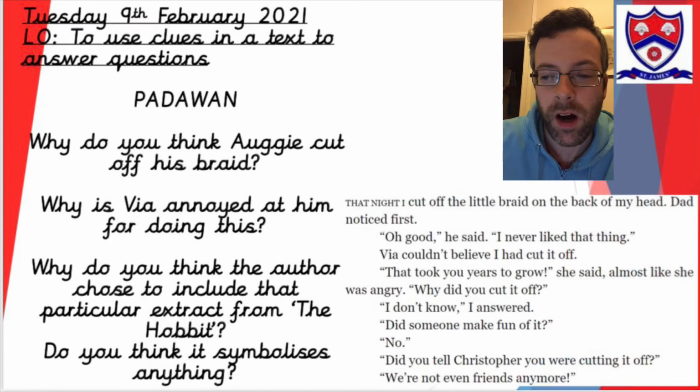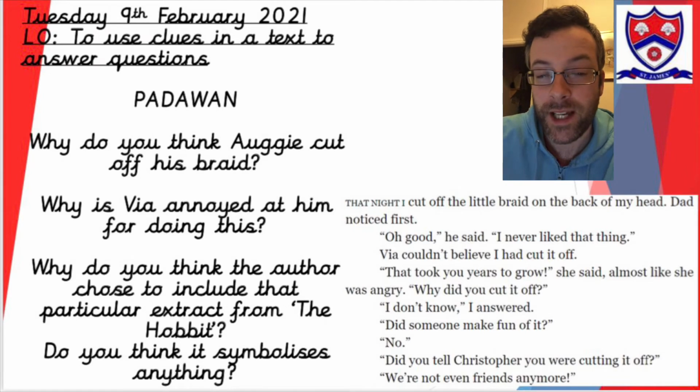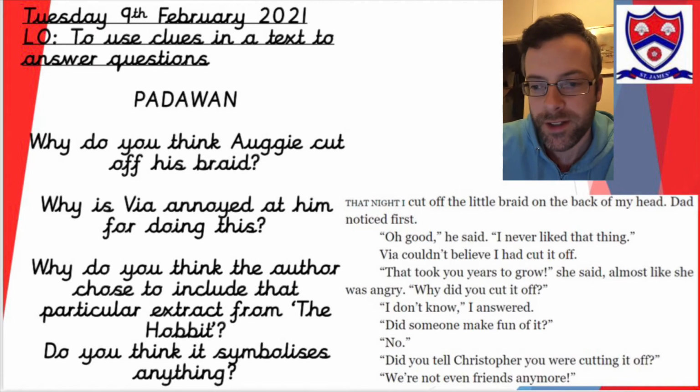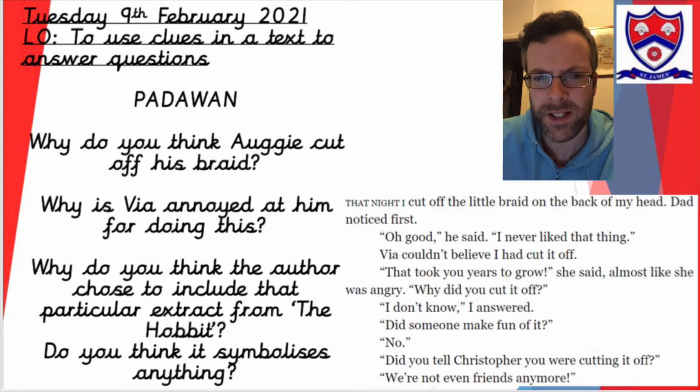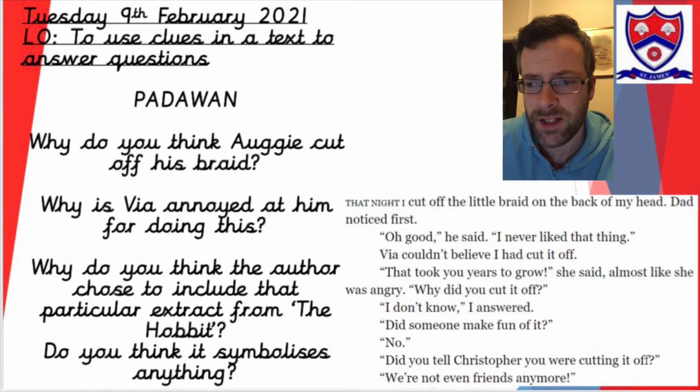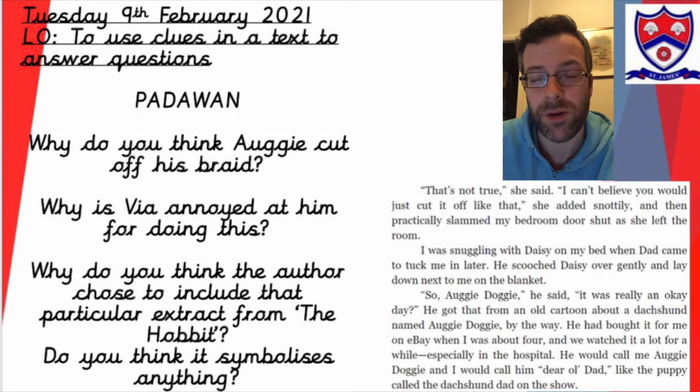That night, I cut off the little braid on the back of my head. Dad noticed first. Oh, good, he said. I never liked that thing. Veer, though, couldn't believe I'd cut it off. That took you years to grow, she said, almost like she was angry. Why did you cut it off? I don't know, I answered. Did someone make fun of it? No. Did you tell Christopher you were cutting it off? We're not even friends anymore. That's not true, she said. I can't believe you would just cut it off like that, she added snottily, and then practically slammed my bedroom door shut as she left the room.